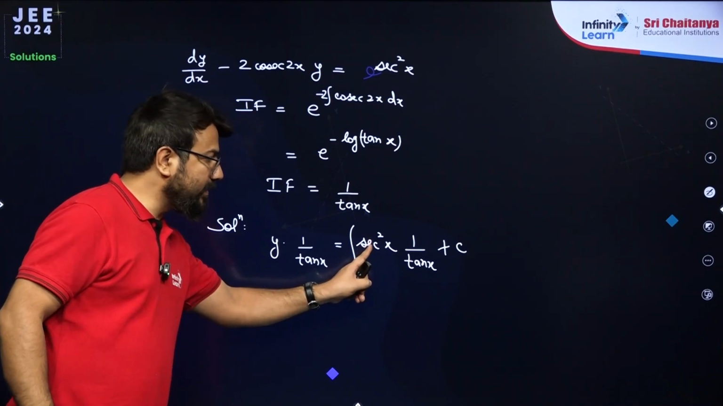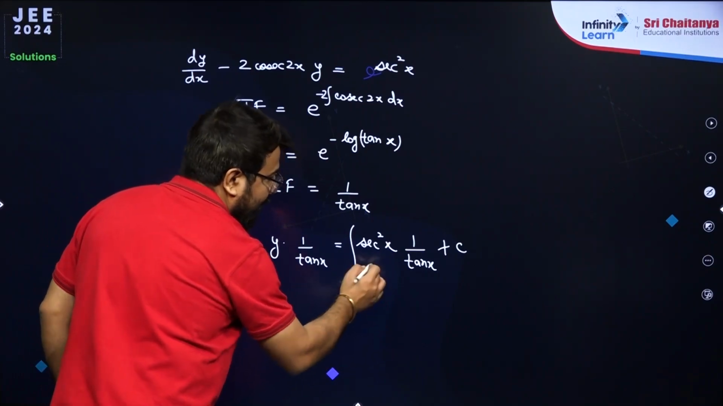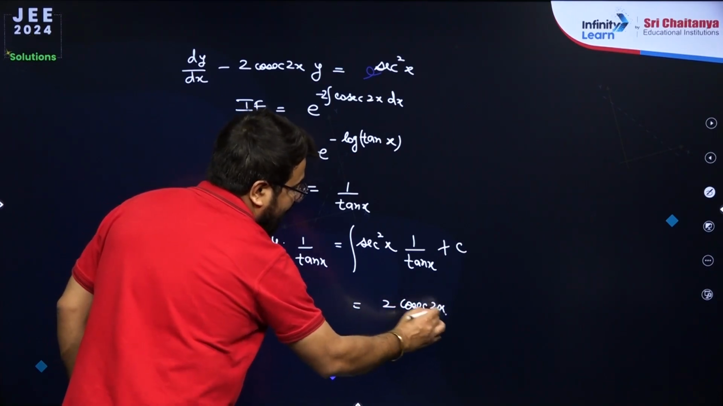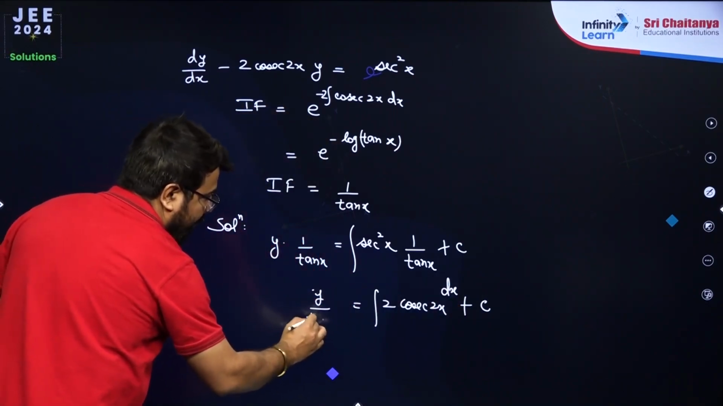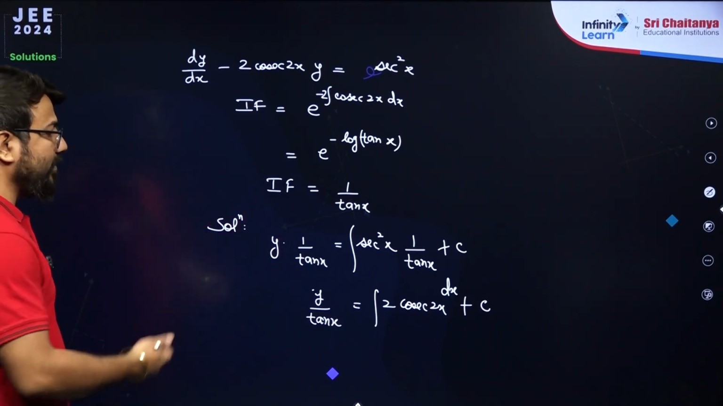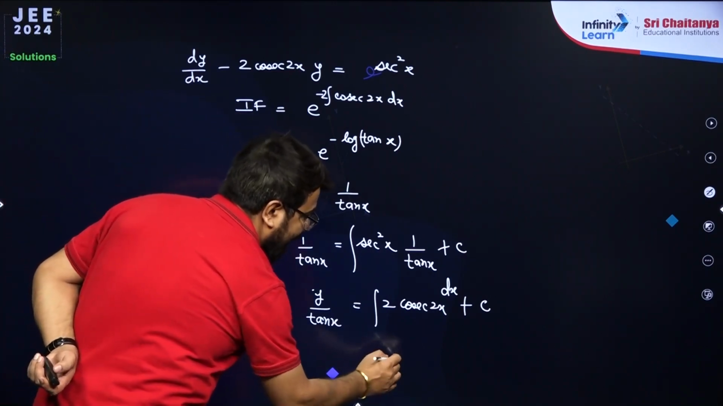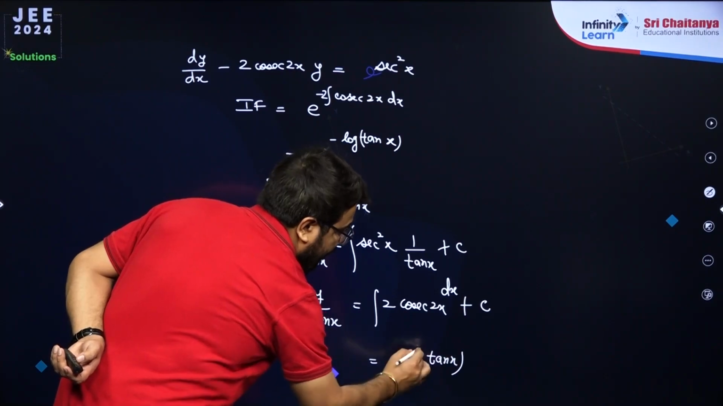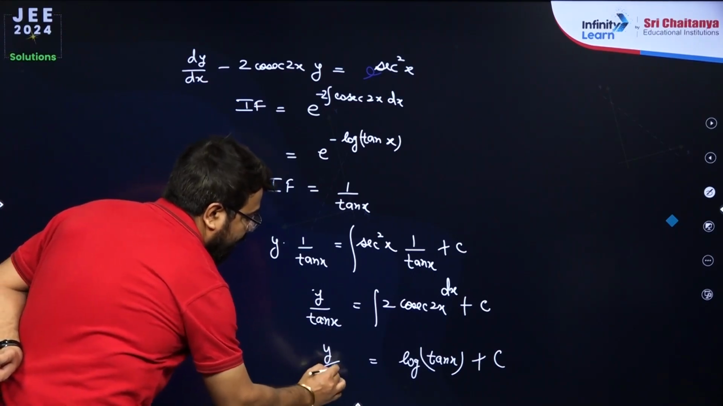If sec square is written as 1 upon cos square and this is sin x upon cos x, then here I will be able to get sin x into cos x. So 2 upon sin 2x, that will be 2 cosec 2x I am getting here in the right hand side, okay? And here I am getting y upon tan x. Are you able to understand this? Now if you are able to understand, then cosec 2x will be integrated, okay? And here I will be writing it as log tan x and then followed by plus c, and then here I will be writing y upon tan x.